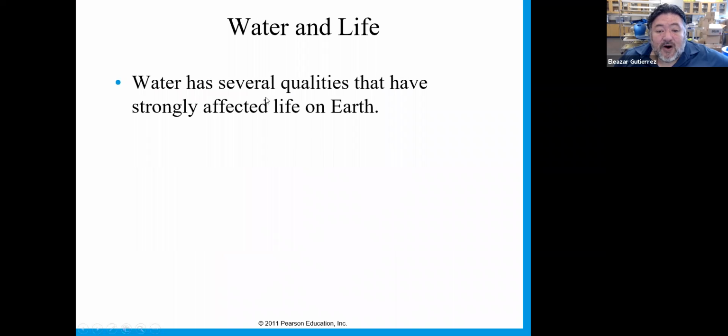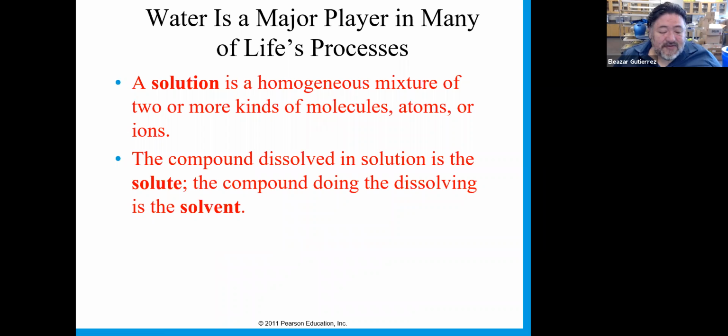Okay, we're jumping over to water and life. Water. We've been looking for life on other planets. We've been looking for life on Mars. How are we looking for life? We're looking for water. If there's water, the probability of life is great. If there is no water, the probability for life, not so great. So at the end of the day, water is an essential precursor to life. Why? Well, because of the following items.